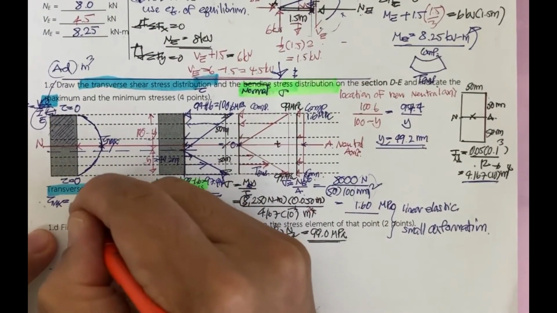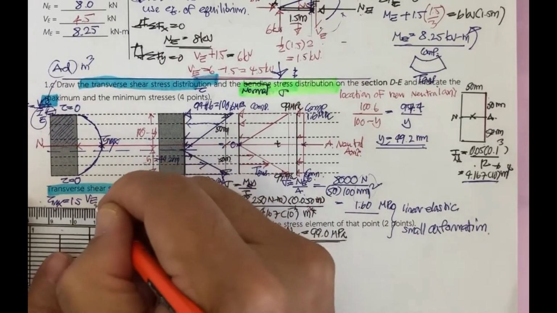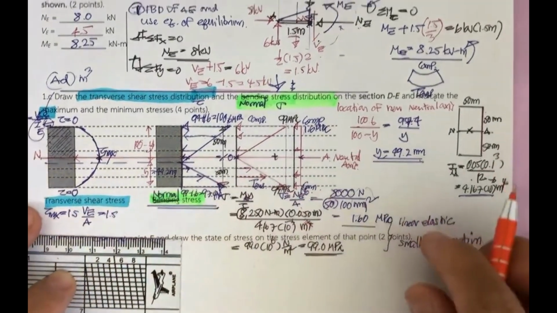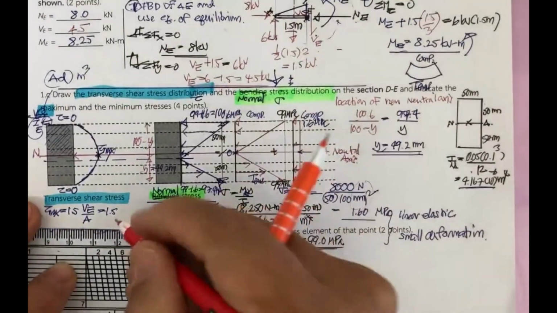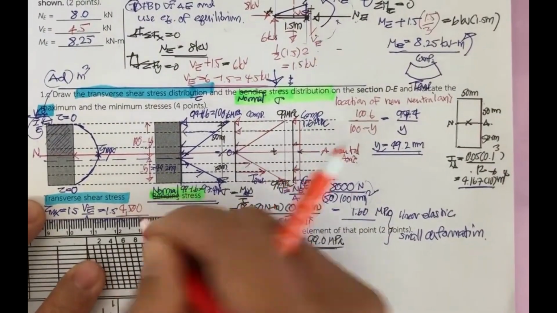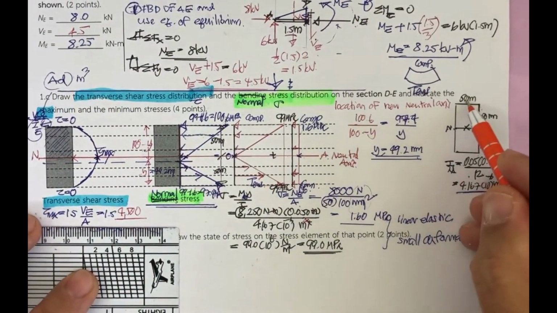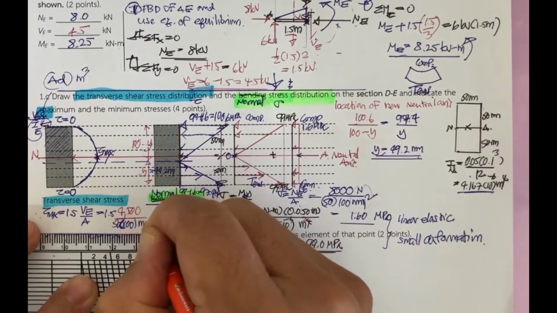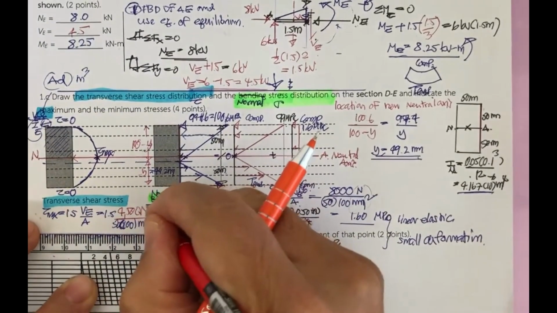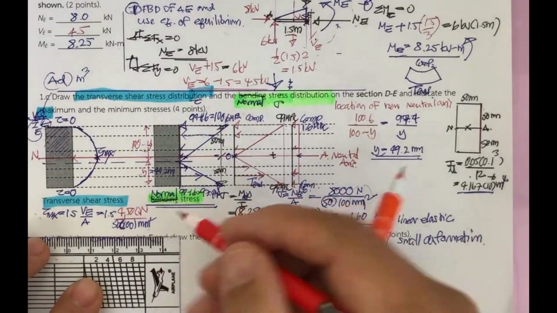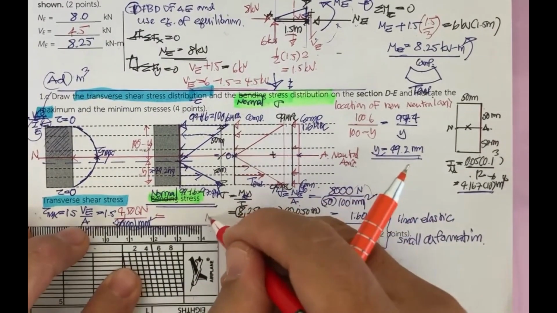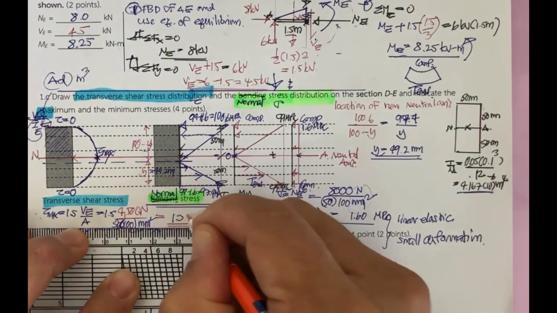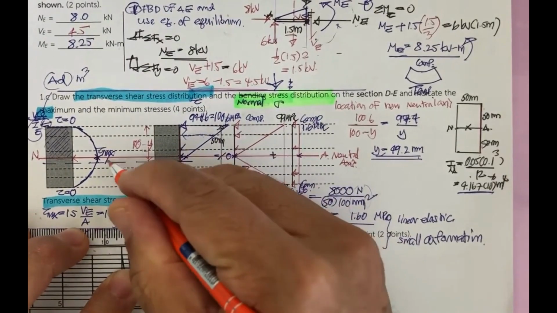Tau max can be determined from 1.5 V sub E divided by A. And if you do this, 1.5 V sub E is what? 4,500 Newton, and then divided by the area. The area is 50 times 100 millimeters squared. The unit of Newton per square millimeter is going to be in megapascal. Okay, we can put the number into the calculator. This is going to be 1.5.